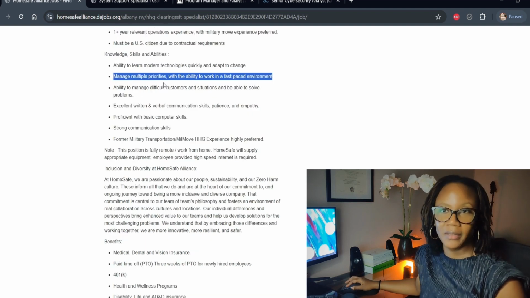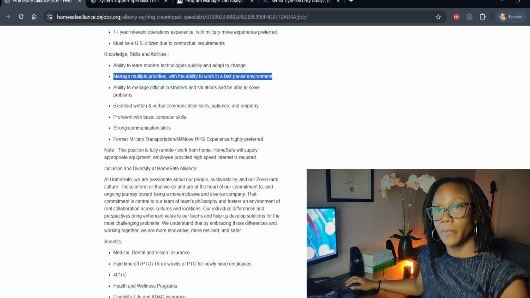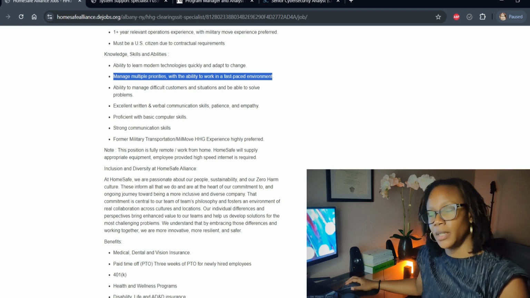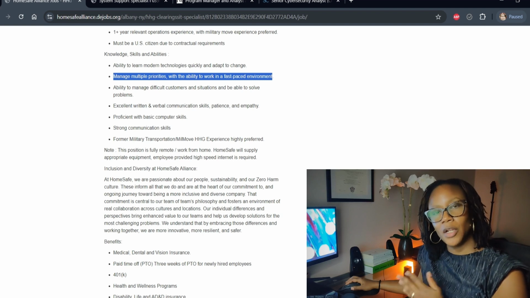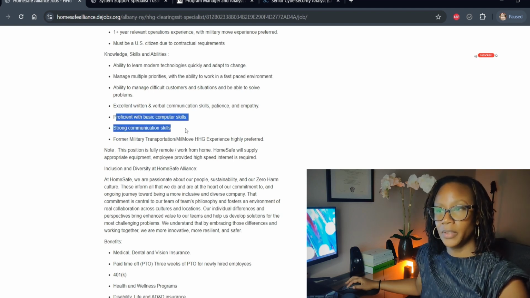I used to work in retail and sales, and I'm used to having to work in a fast-paced environment. And that actually helped me out when I made my transition over to a career in tech. They're just looking for basic computer skills.